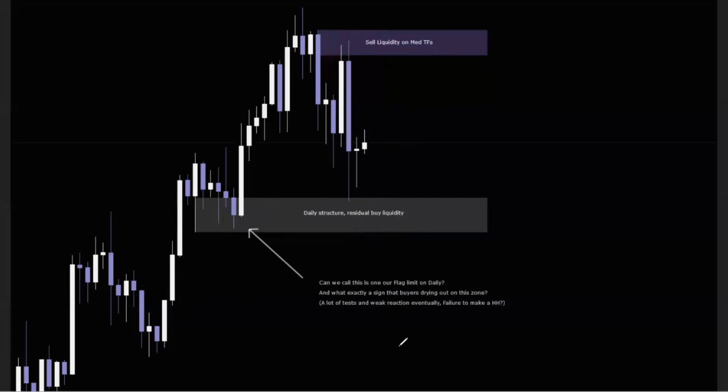Okay, because you've got room for price to run. So yeah, you either want to see this get engulfed, or you want to see multiple tests for price to move to the extreme of this area. And then given the right setup, you can short that.